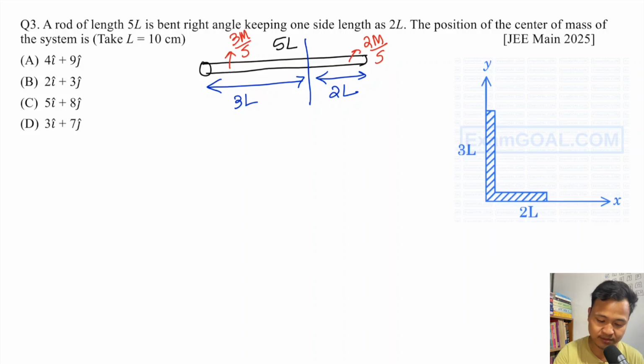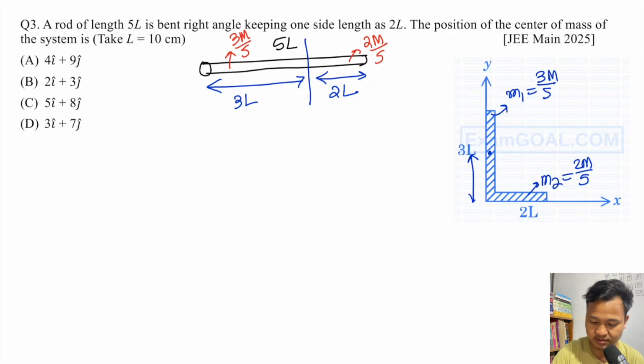You have to imagine this as two different rods. So one rod is this and another rod is this. The mass of the first is M1, which is 3M by 5. The other is M2, which is 2M by 5. The center of mass of M1 is in the middle. The total length is 3L here, so half of 3L, which is 3L by 2. So the center of mass is at 0, 3L by 2.